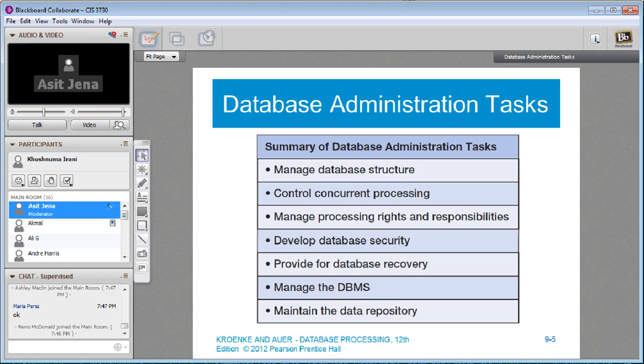Provide database recovery. So what happens if a hard drive fails? What happens if the building that the database is in goes on fire? What happens if there is a terrorist attack? What happens if there is an earthquake? So the job of the DBA is to think of providing techniques, redundancies, and strategies to make sure the database is available all the time.